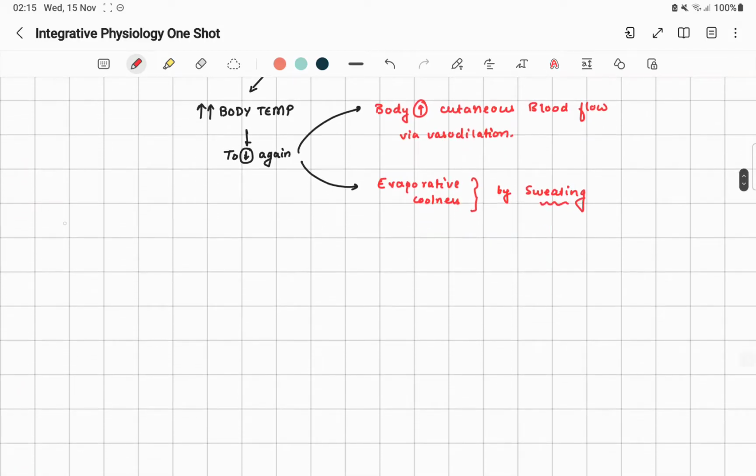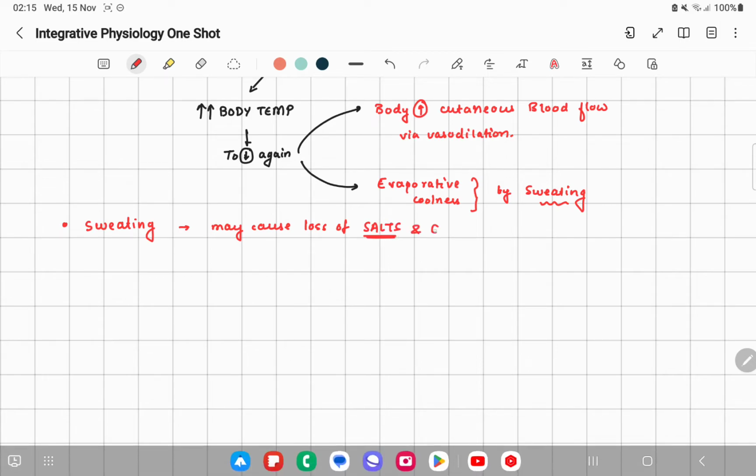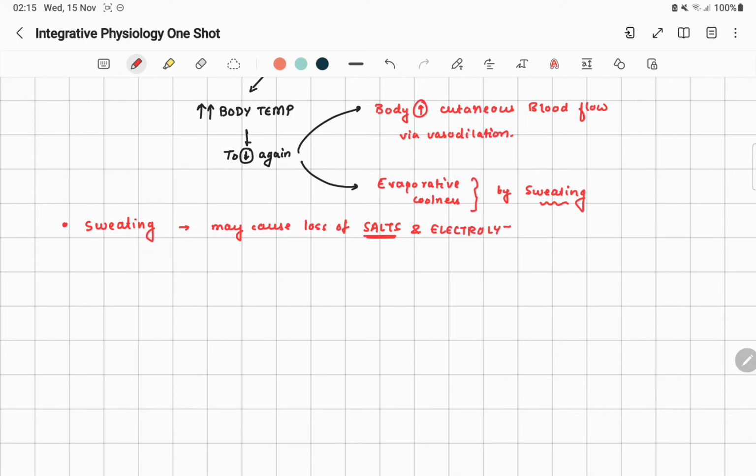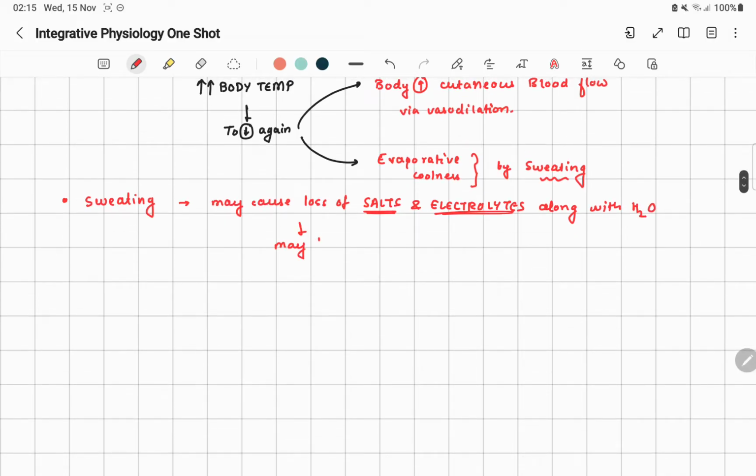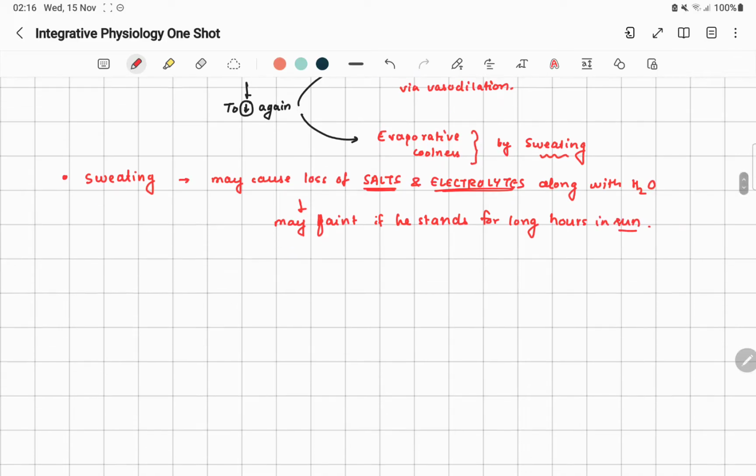This is also an important fact: sweating may cause loss of salts and electrolytes along with water. So a person may faint if he stands for long hours in the sun.